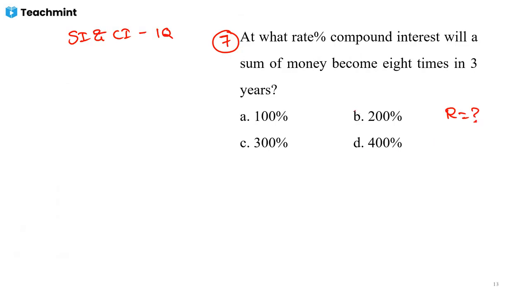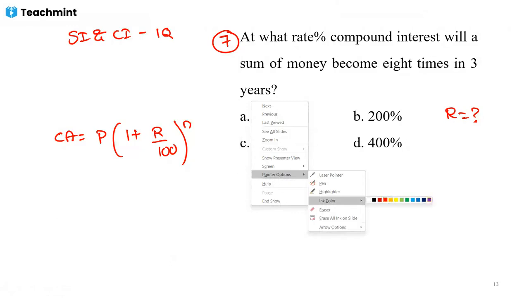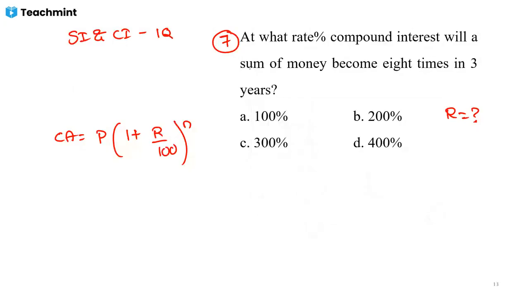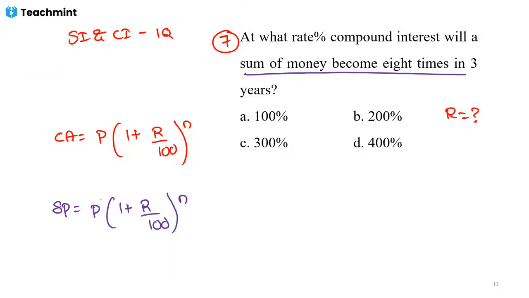In the previous session, we gave the compound amount. Compound amount is nothing but principal into 1 plus r upon 100, whole power n. Money becomes 8 times in 3 years. Means this is 8 times the principal: P into 1 plus r upon 100 whole power n. This P will get cancelled. This whole power n is also 3 years. N is the number of years, R is the rate of interest, P is the sum or principal.